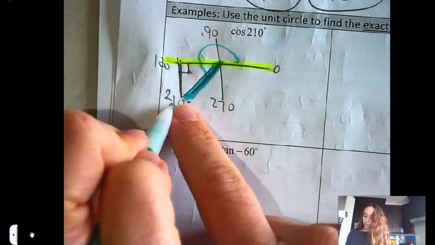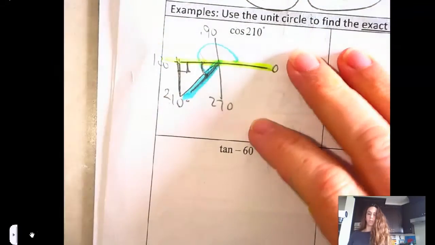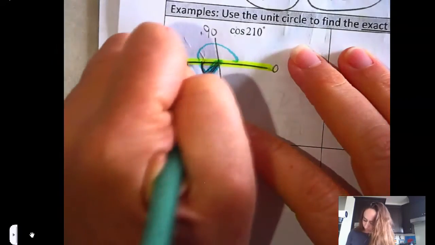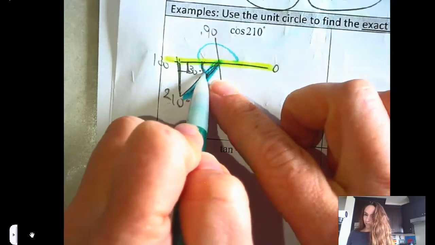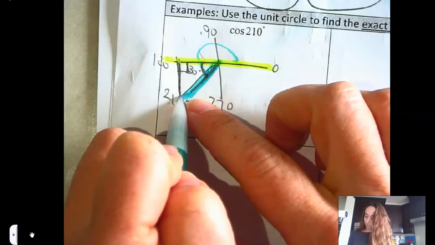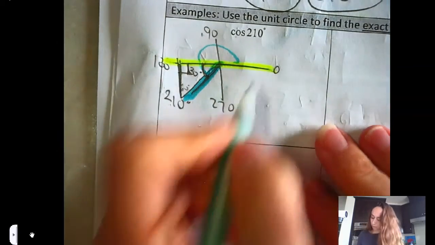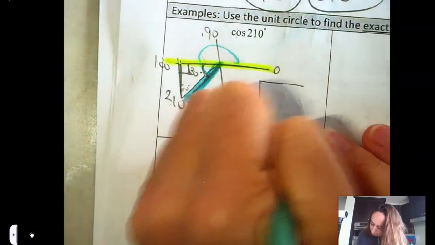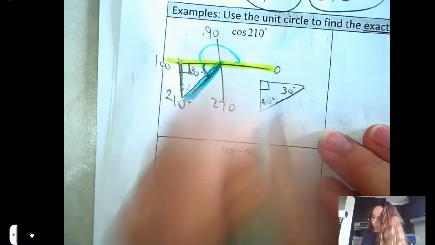Well, if this is 210 and this is 180, we need to figure out what that would be. What would that be? 30 degrees. Oh, well, wait a minute. If that's 30 and that's 90, what does this have to be? 60. Okay? So let me make it a little bit better because it's getting a little bit ugly. That's 30 degrees, and that's 60 degrees.